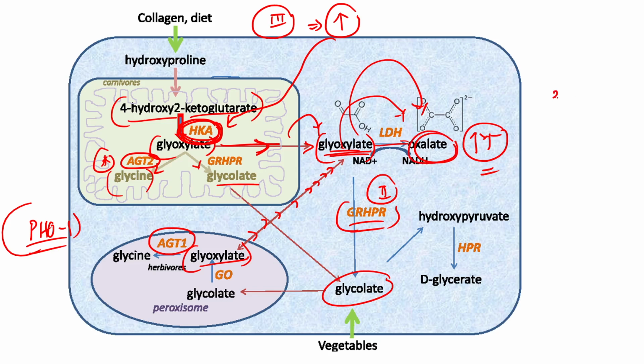So we have 3 reasons why oxalic acid concentration increases. And the problem is there is a defective trafficking. The AGT1, which is supposed to be present at the peroxisome, has not been sent here. Instead, the mitochondrial enzyme is present, but that is not capable of helping us.